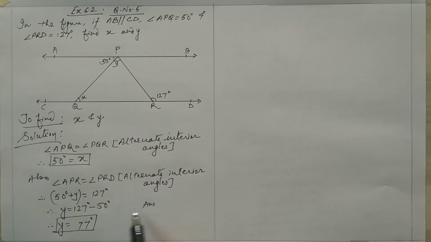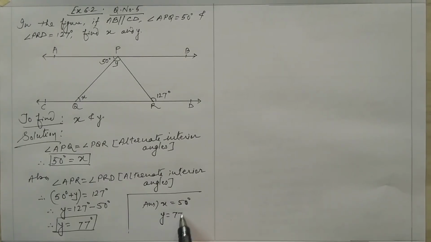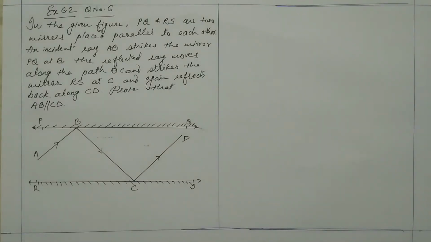So what is your answer? You can write this way: X is equal to 50 degrees and Y is equal to 77 degrees. Hope you have understood this question 5 of exercise 6.2. Let us see now exercise 6.2, question number 6.